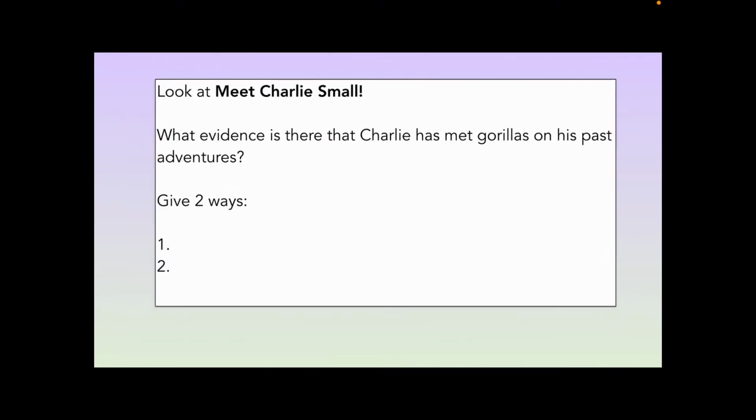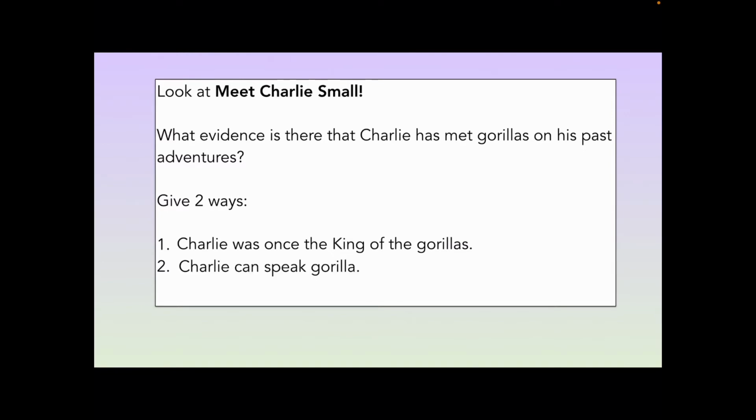Coming back to our question then, which asked, what evidence is there that Charlie has met gorillas on his past adventures? Well, the first way we saw in the text was that Charlie was once the king of the gorillas, which must mean, this is very good evidence, that he has met gorillas in the past. If he was the king, surely he met some gorillas. And another piece of evidence is that Charlie can speak gorilla. If he can speak the language of gorilla, this is very good evidence, again, that he has met gorillas in the past.